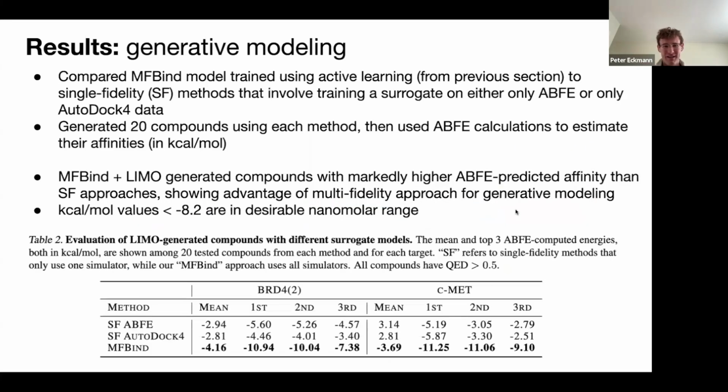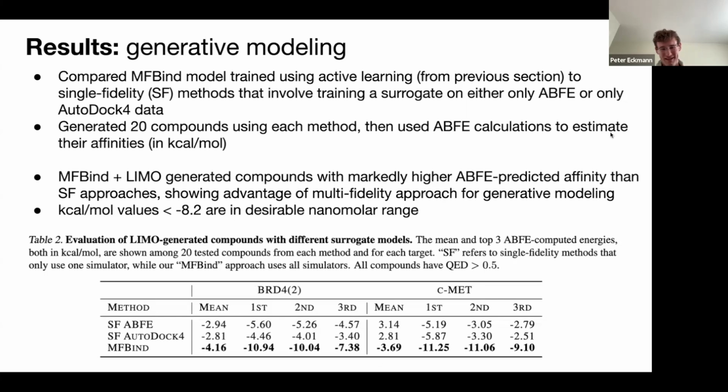So we compared the MFBind model trained using active learning. We used the active learning from the previous section to single fidelity or SF methods that involve training a surrogate on either only ABFE or only AutoDoc4 data. I guess this is the most direct comparison we have to docking. To do this comparison, we generated 20 compounds from each method and then used ABFE to estimate their affinities.